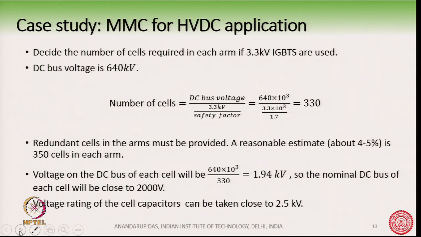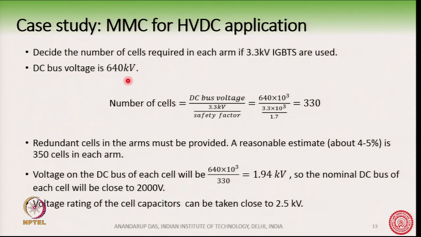First, we decide on the number of cells required. Suppose we choose 3.3 kilovolt IGBTs. Now, this again depends on experience, whether you will go with a 3.3 kV IGBT or a 4.5 kV IGBT. So, let us see how the design goes ahead if we use 3.3 kV IGBTs.